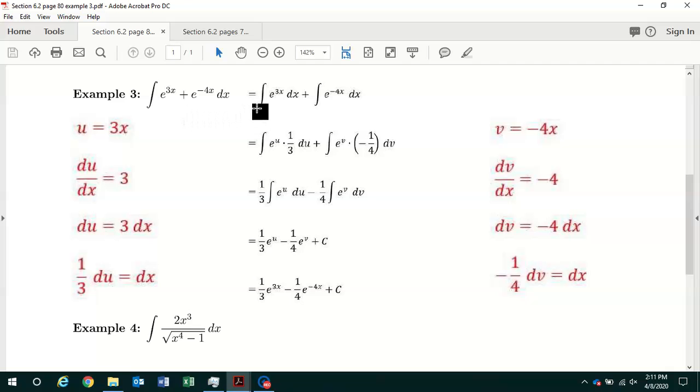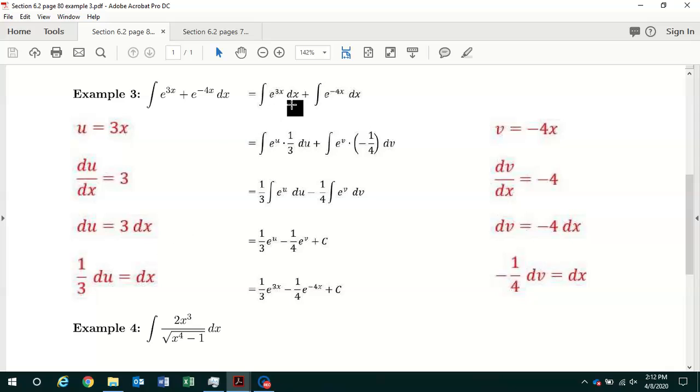And so this is equal to the antiderivative of e to the 3x with respect to x plus the antiderivative of e to the minus 4x with respect to x. So we're going to have to use the substitution method twice, right? Once on this first integral and once on this second integral. So on the first integral, I'll let u equal the exponent 3x. Then the derivative of u with respect to x is equal to 3. You multiply both sides by dx, and you get du is equal to 3 dx.